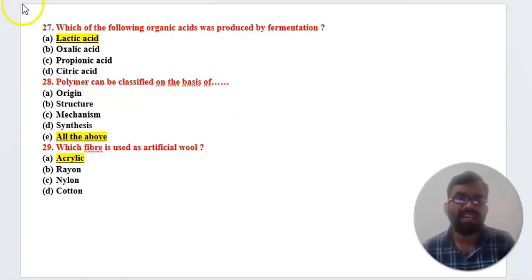Next one you can see here, 27th: which of the following organic acids was produced by fermentation? Mostly in fermentation, lactic acid is produced. Here the 4 options are given. So the right answer is lactic acid.